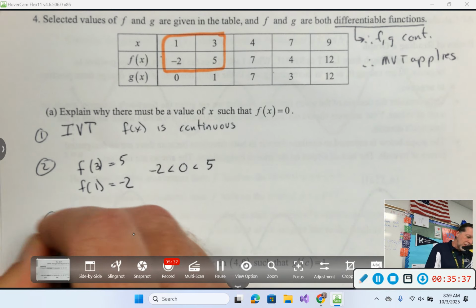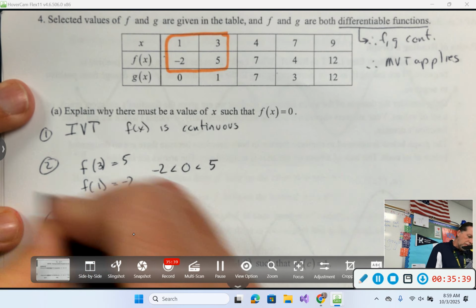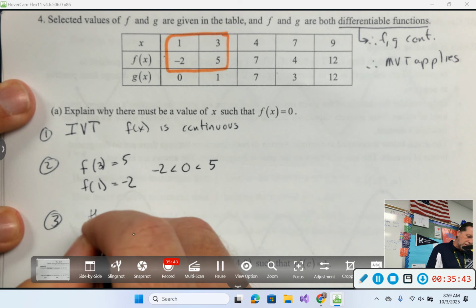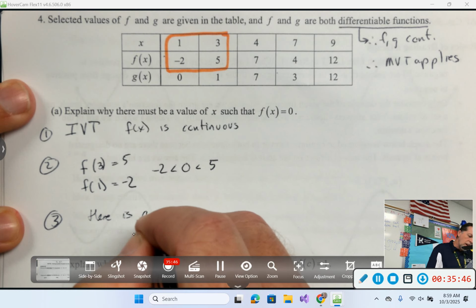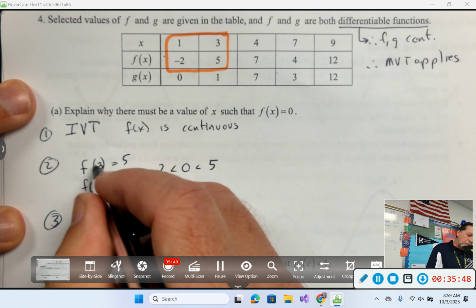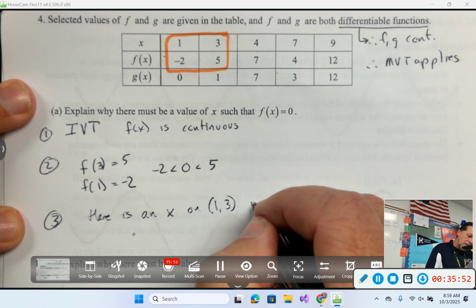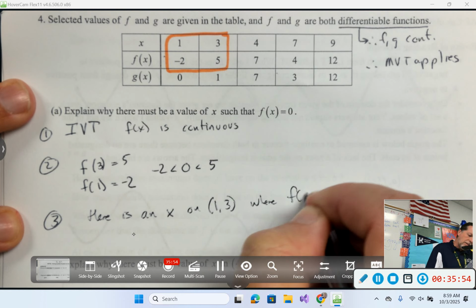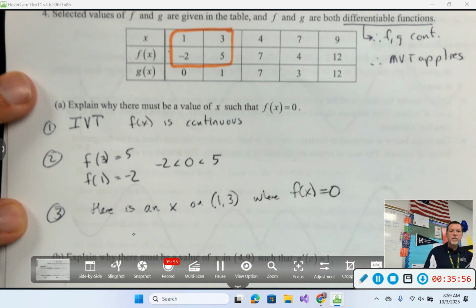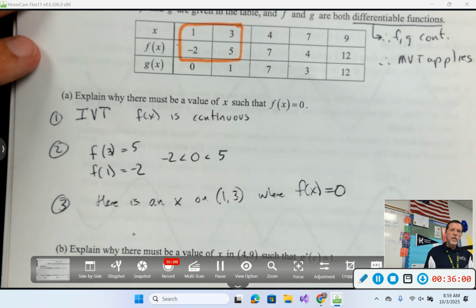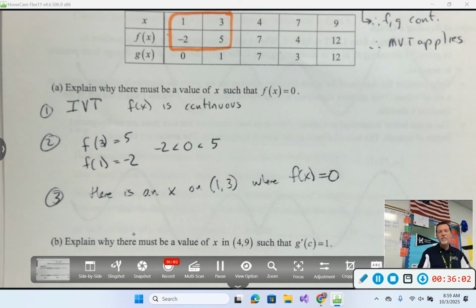Which means I can make a conclusion about the x values. There is an x between 1 and 3, got to include that, where f of x equals 0. So that was IVT.